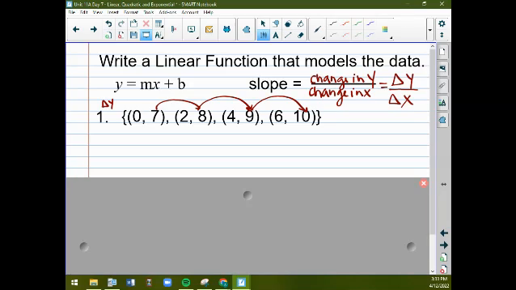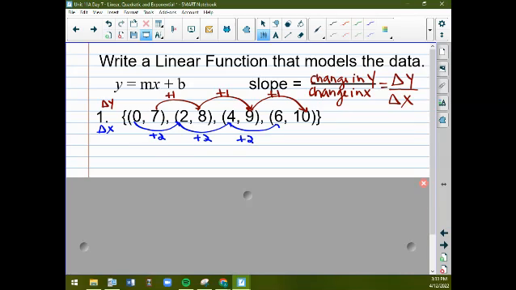Okay, because it's a linear function, I'm going to be thinking about what am I adding each time. So to get from 7 to 8, I add 1. To get from 8 to 9, I add 1. To get from 9 to 10, I add 1. Okay, what about the change in x? From 0 to 2, I add 2. From 2 to 4, I add 2. And from 4 to 6, I add 2.